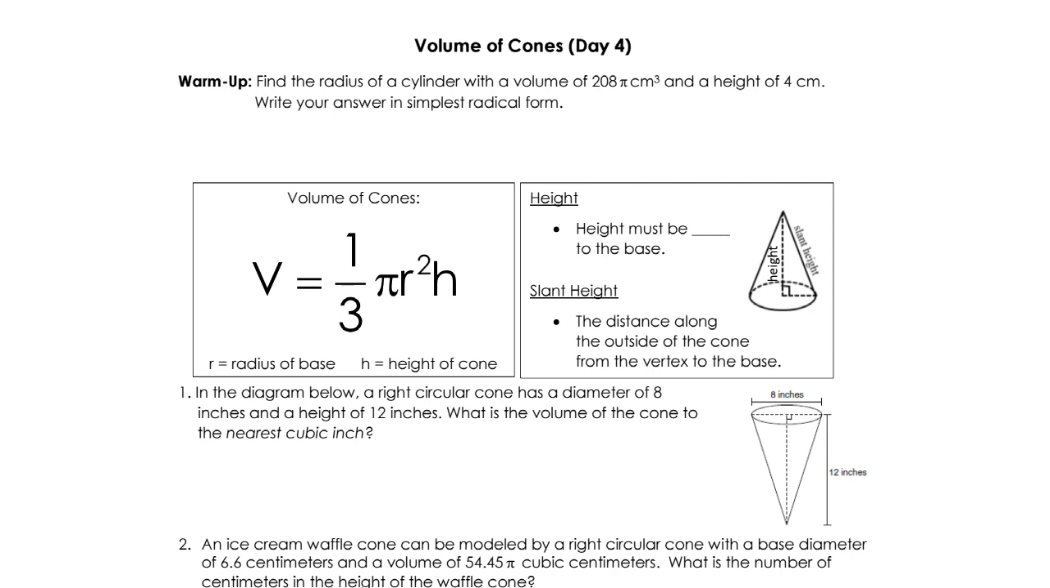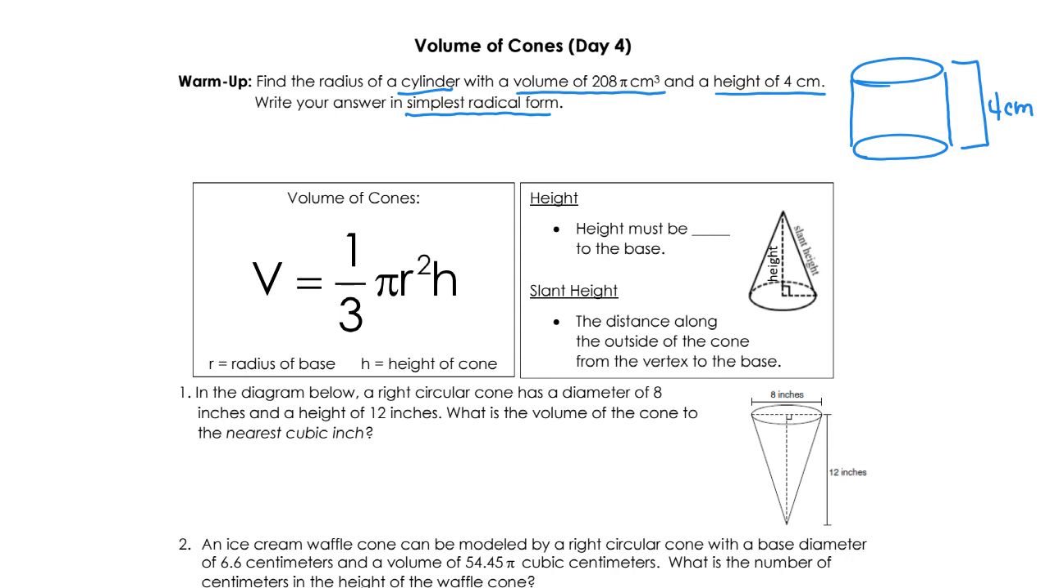All right, so in our warm-up, it says find the radius of a cylinder with a volume of 208 pi centimeters cubed and a height of 4 centimeters, and write your answer in what they call simplest radical form. So again, our shape is a cylinder, so let's make sure we're talking about the correct shape. Let's give ourselves a visual so we don't use the wrong formula. They said that the height of my cylinder is 4 centimeters, and they've asked us to solve for the radius. And they gave us the volume.